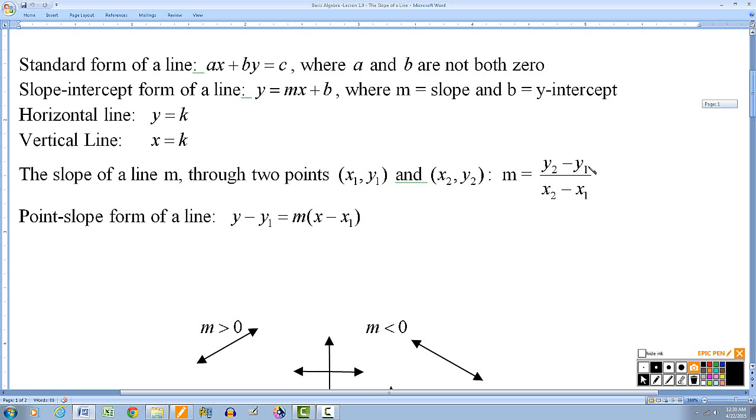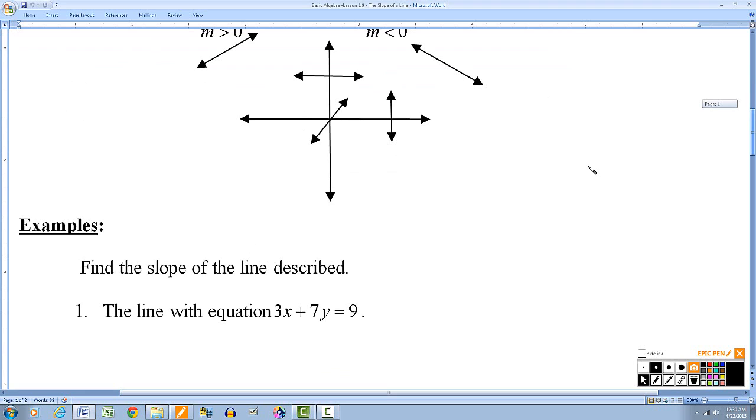So let's look at the first problem. Find the slope of the line described. So the line with equation 3x plus 7y. If you're given the equation of the line, you should be able to find the slope by inspection. On this one, this is given in the standard form, 3x plus 7y is equal to 9. So we know that if we have the equation of the line, we can solve the equation for y, and whatever the coefficient of the x is will be the slope.